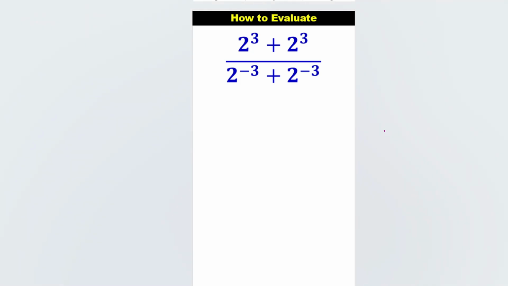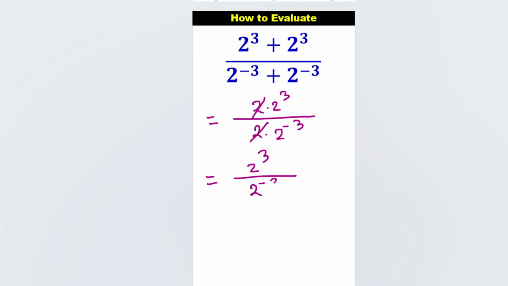How to evaluate (2 to the power 3 plus 2 to the power 3) divided by (2 to the power minus 3 plus 2 to the power minus 3)? First we can write it this way. Here is 2 to the power 3 and 2 to the power 3, it means 2 times 2 to the power 3. Same here also, 2 times 2 to the power minus 3. So here the 2 and 2 we can divide. Here is 2 to the power 3 and here is 2 to the power minus 3.